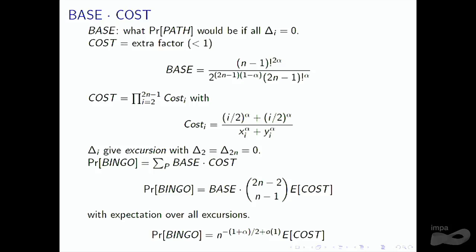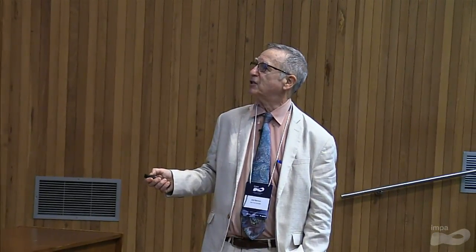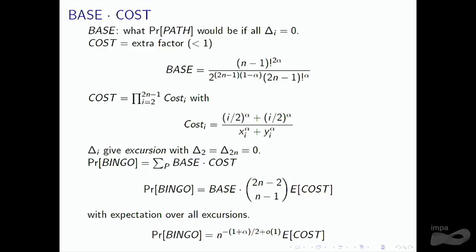And the cost is just the product of the cost. So we get the base times the cost. And then let's take out a factor of 2n minus 2 choose n minus 1, which is the number of paths, and make it the expectation of the cost over a random excursion going from 1,1 to n,n. And so base, we have a specific thing. This is specific. When we work it out, we could be much more precise with Stirling's formula.